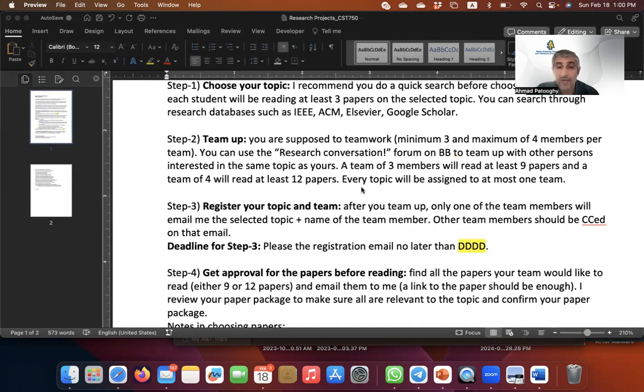The next step is to find papers in the area of that topic, and send the papers to me for approval. So one person on behalf of the entire team sends me a package of papers. I go over the package, I make sure that they all meet the requirements, and then after I approve it, you start reading the papers.